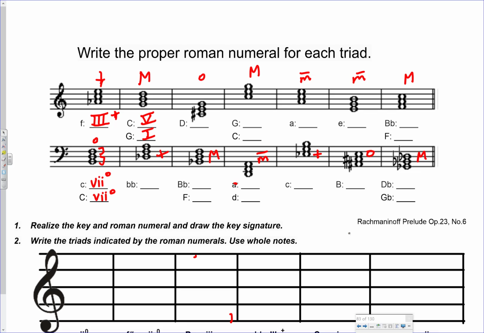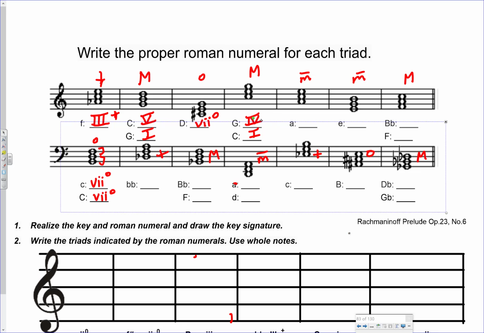In the third measure of the treble clef, I have a C sharp as the root. C sharp is the leading tone in the key of D major. Leading tone is the 7th scale degree. So I'm going to put my lowercase vii, and I cannot forget the diminished circle, because it is a diminished triad. The next one, C E G, well, that's the 1 chord in C major, and that's the 4 chord in G major.